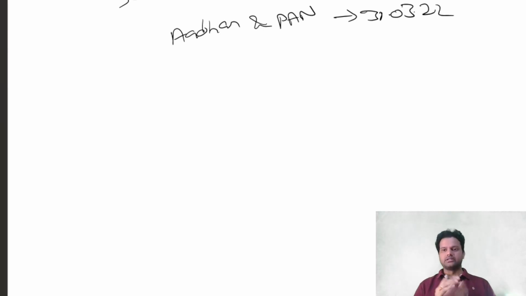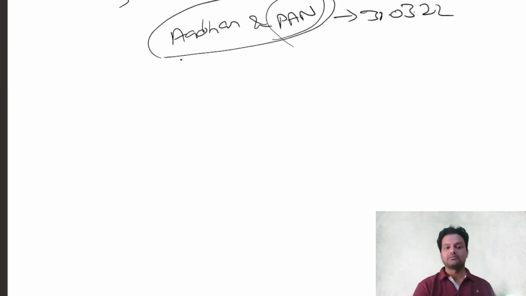If you have not done so, then your permanent account number will become inoperative. Inoperative in the sense invalid. You won't be able to file your return. You won't be able to communicate with the department with your permanent account number after 31st March 2022 if you don't link PAN and Aadhaar. This is what section 139AA is about.